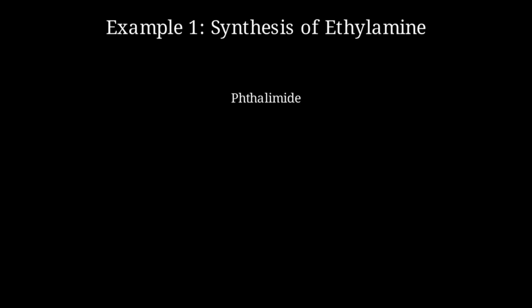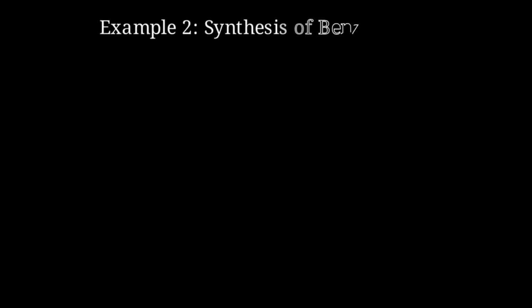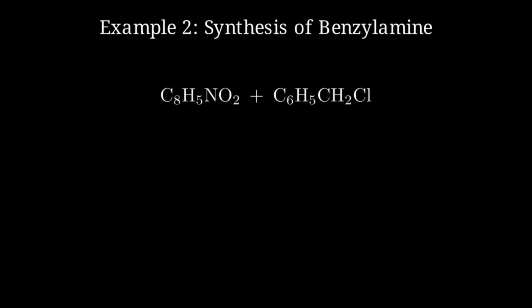Let's look at an example, synthesizing ethylamine. We start with potassium phthalimide and add ethyl bromide. The SN2 reaction creates N-ethyl phthalimide, which is then treated with hydrazine to yield pure ethylamine and the solid phthalhydrazide byproduct. Similarly, for benzylamine, we use benzyl chloride.